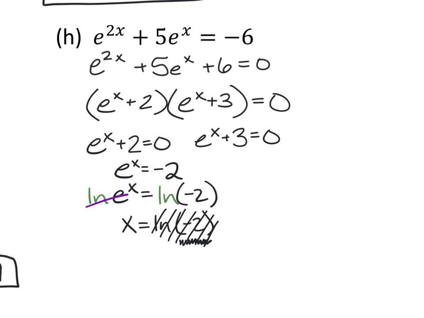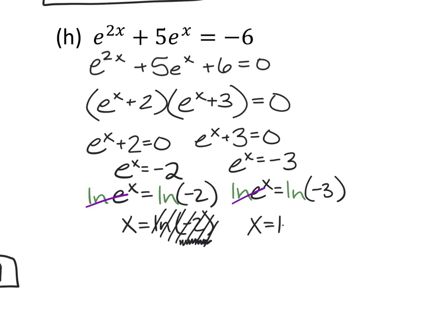We go to the next one. We're going to subtract 3 from both sides, and then we're going to take the natural log of both sides. Natural log of e to the x equal to the natural log of negative 3. Hopefully you're starting to notice it. The natural log of e is going to cancel. We'd have x equal to the natural log of -3.